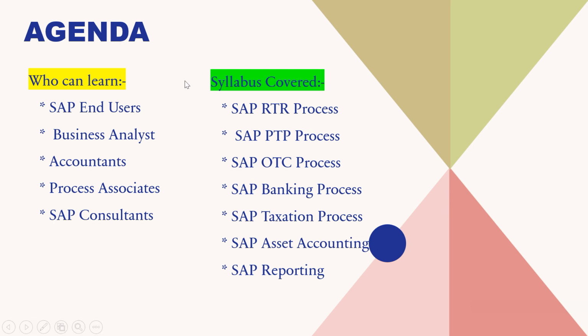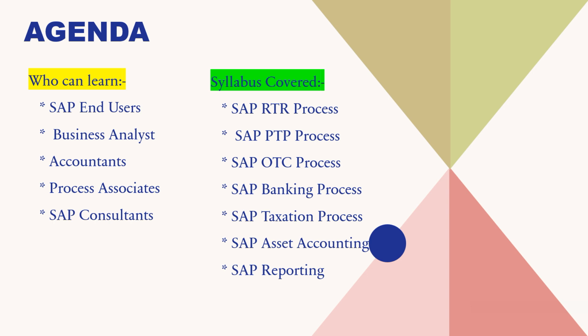So in this course, what are we going to cover? We are going to cover the SAP R2R process. R2R means record to report. In this R2R process, I'm going to cover how to record the transactions, how to prepare the ledgers, how to prepare the trial balance, how to prepare financial statements like profit and loss account and balance sheet, then how to do ratio analysis and how to do reporting. So this will be covered in the R2R process.